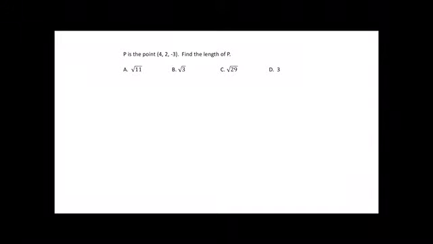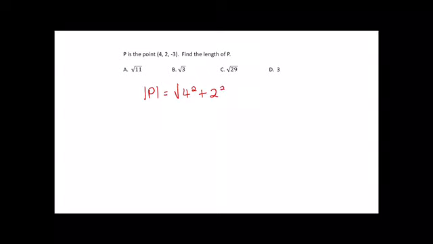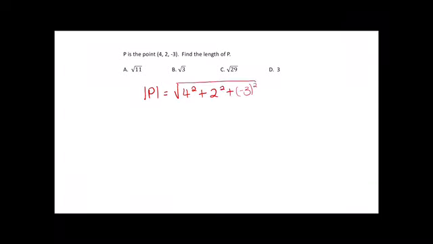For question 2, it tells us that P is the point 4, 2, -3, and it wants us to find the length of P. Now, in vectors, remember that length and magnitude are the same thing. So essentially what we're doing is calculating the magnitude of P. So for the magnitude, we're doing each of our terms squared, added together. Watch out for your negative there. And then we're square rooting it.